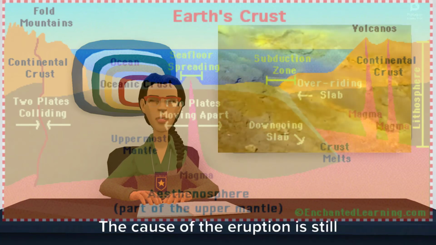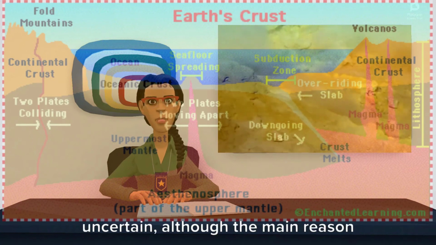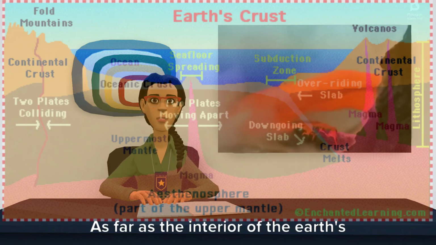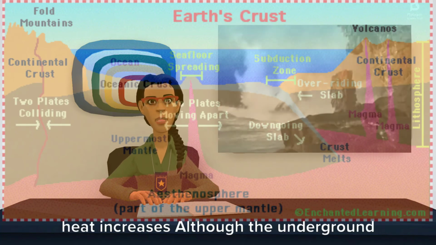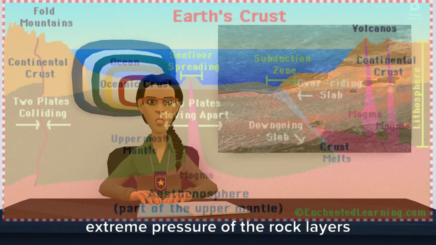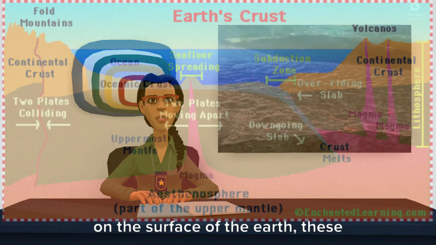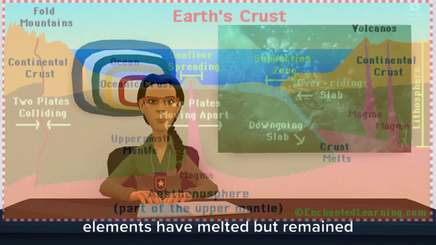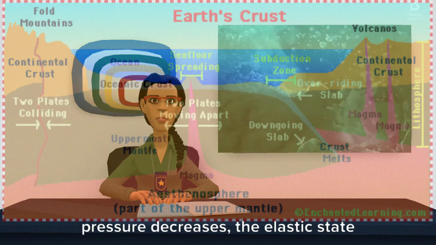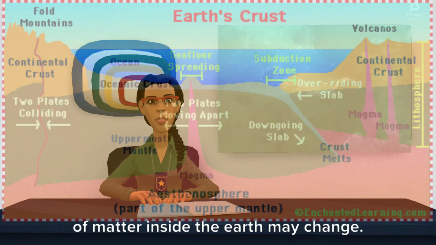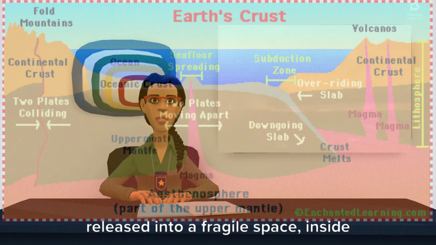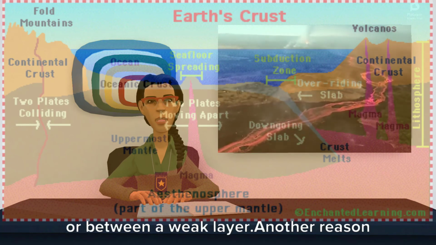The cause of the eruption is still uncertain, although the main reason for the eruption is this. As far as the interior of the Earth's surface is concerned, the amount of heat increases, although the underground elements are molten, but under the extreme pressure of the rock layers on the surface of the Earth, these elements have melted but remained stable. If for some reason this amount of pressure decreases, the elastic state of matter inside the Earth may change. As a result, volcanic eruptions occur when a liquid of this substance is released into a fragile space inside or between a weak layer.